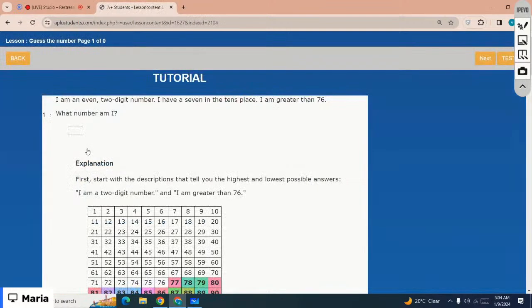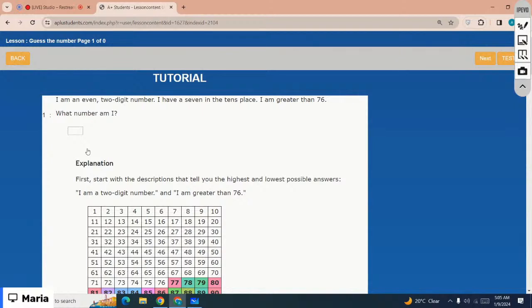Let's just start with the first lesson, that is guess the numbers. So basically, we're given questions. You have to think logically and guess the numbers. So read the question carefully, understand the question, and you will find the number. Let's start with the first example.